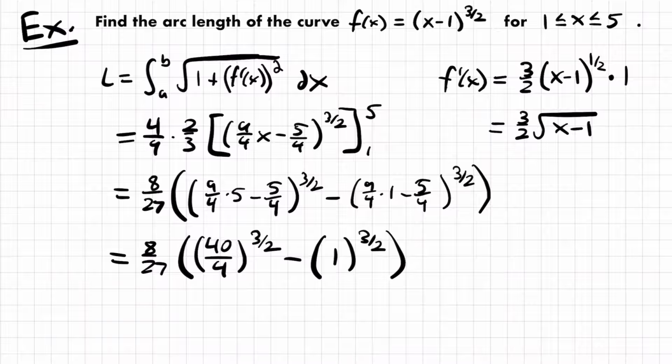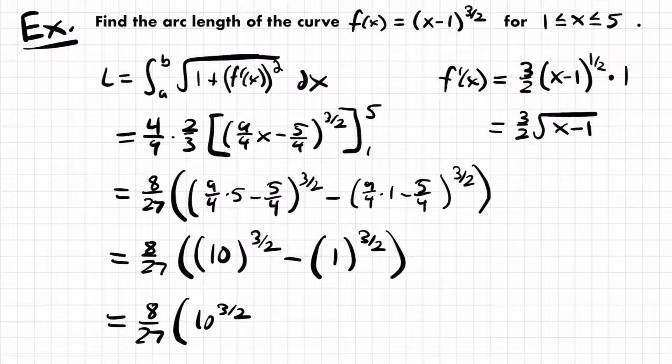Now we can simplify one more thing here, and that is 40 divided by 4 is the same as 10. I should have done that earlier, but let's rewrite that now. That's equal to 10. And so this will be equal to 8/27 times 10 to the 3/2 power minus 1 to the 3/2 power, but 1 to the power of anything is just 1, so we will have 1. Okay, and so this will be our final answer.